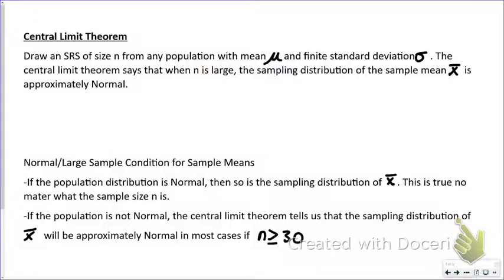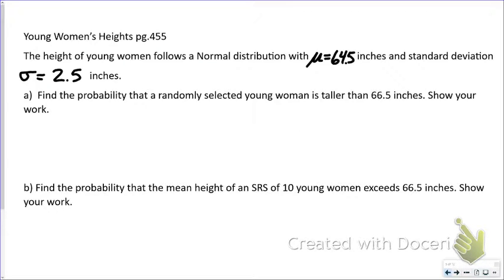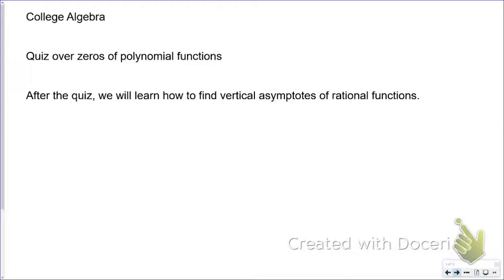And that's talking about the problem we worked in the last video right here, because it was normal up here. This one was workable and it had a small sample size. We were safe to say it's normal because the population was normal. All right, let's try one where that's not the case.